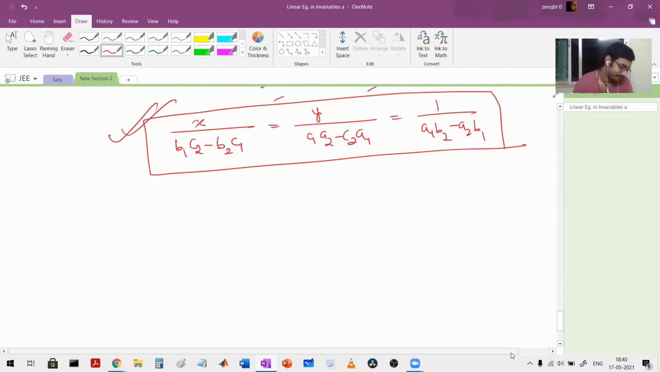Now you will ask, sir, I understood how this came. Maybe you did not understand, that's a different matter. But suppose this is the way it came. How do I memorize this? How many of you have this question? Is anybody having any question? Or else I will just proceed forward assuming that you can memorize this.